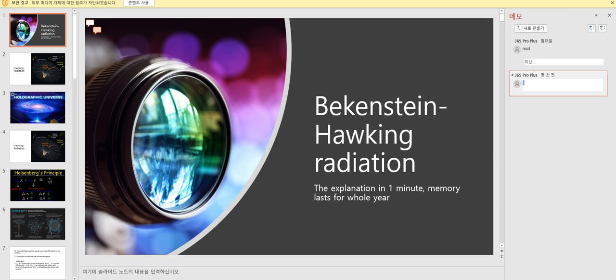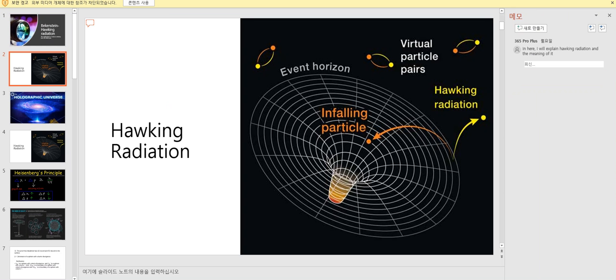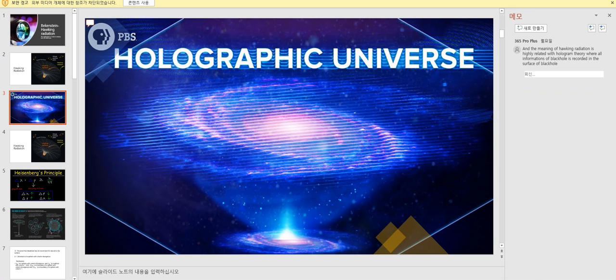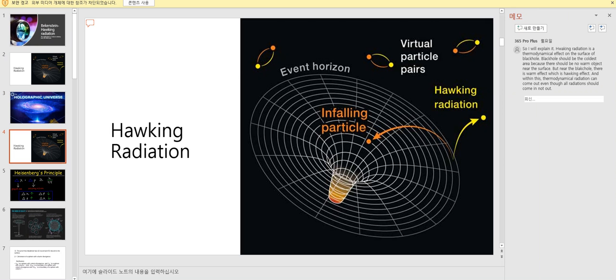Hawking radiation: the explanation in 1 minute, memory lasts for a whole year. Here, I will explain Hawking radiation and the meaning of Hawking radiation. The meaning of Hawking radiation is highly related to hologram theory, where all information of a black hole is recorded on the surface of the black hole. So, I will explain it.